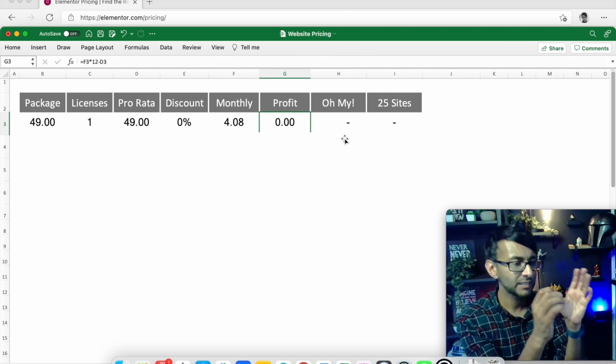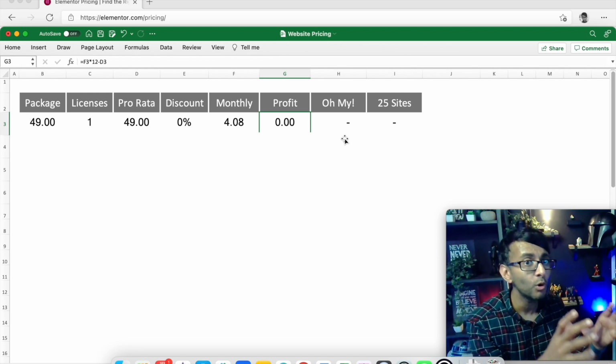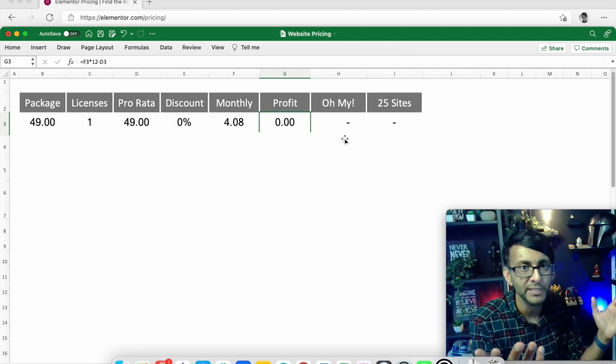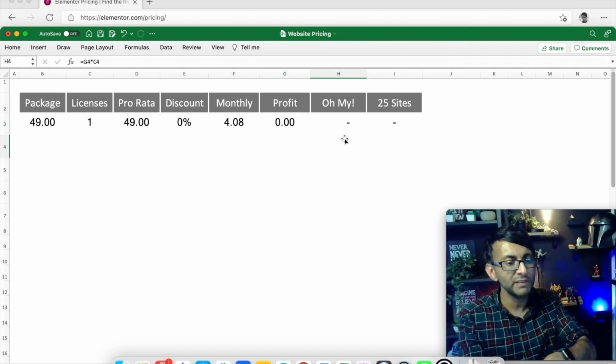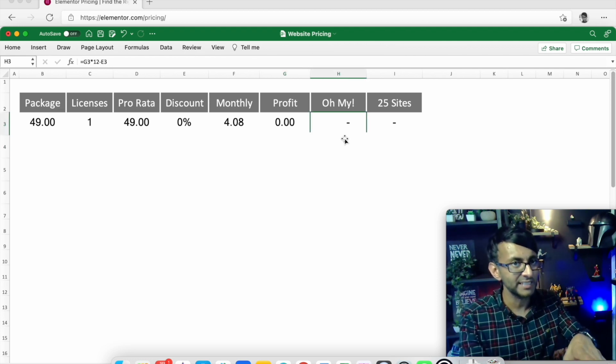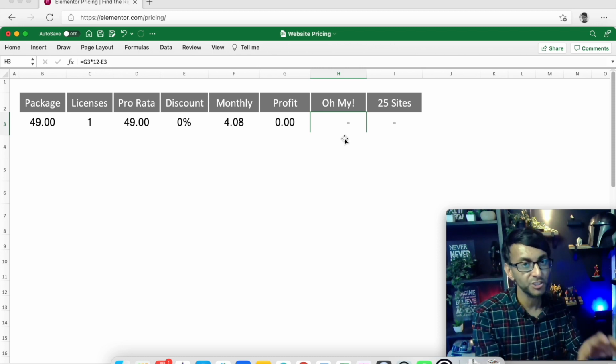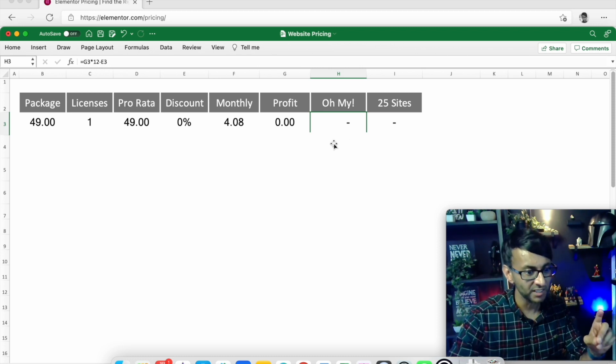Site build cost, and then you have what I call the core annual cost or core monthly cost, however you want to word it. And the 25 sites columns are going to make sense later on. So that's what you do if you're just going for a basic $49 site.